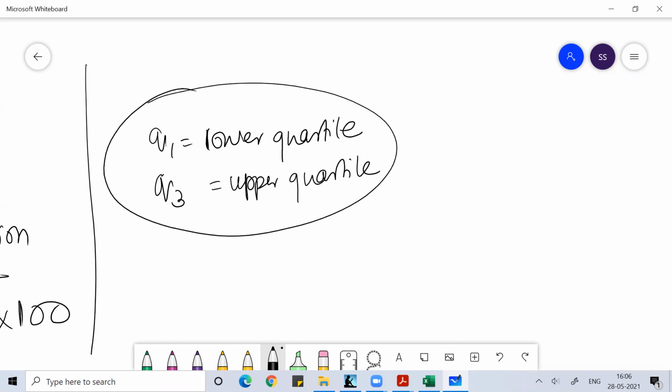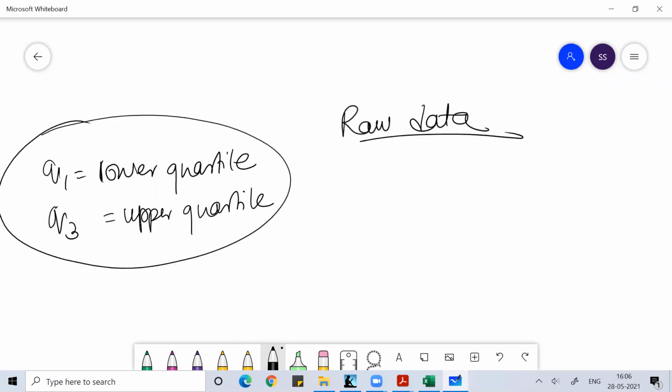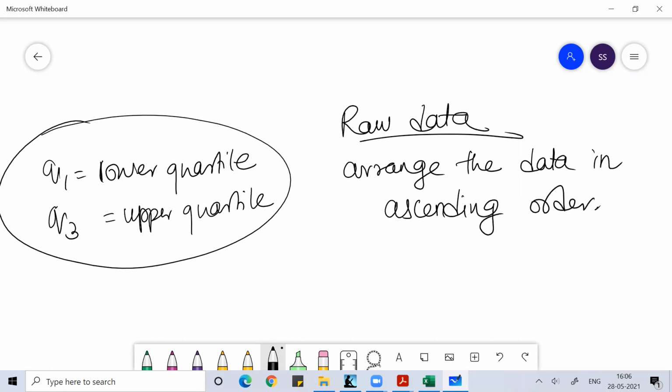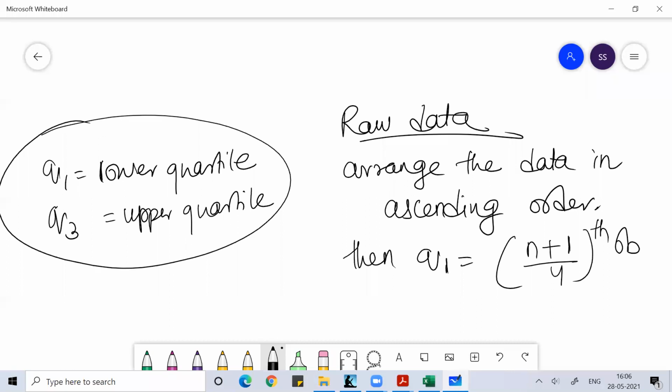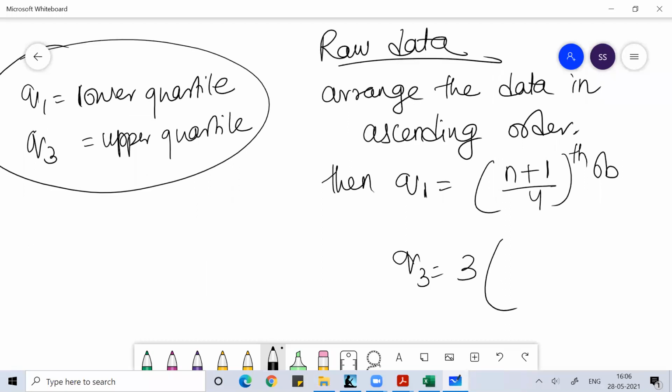If I give you raw data and ask you to calculate quartiles, how will you calculate? First, you arrange the data in ascending order. Once you arrange the data in ascending order, what is Q1, the lower quartile? Q1 is equal to the (N plus 1) by 4th observation. What is Q3, the upper quartile? Q3 is the 3 into (N plus 1) by 4th observation. Once you get Q1 and Q3, if you subtract and divide by 2, you will get the quartile deviation.